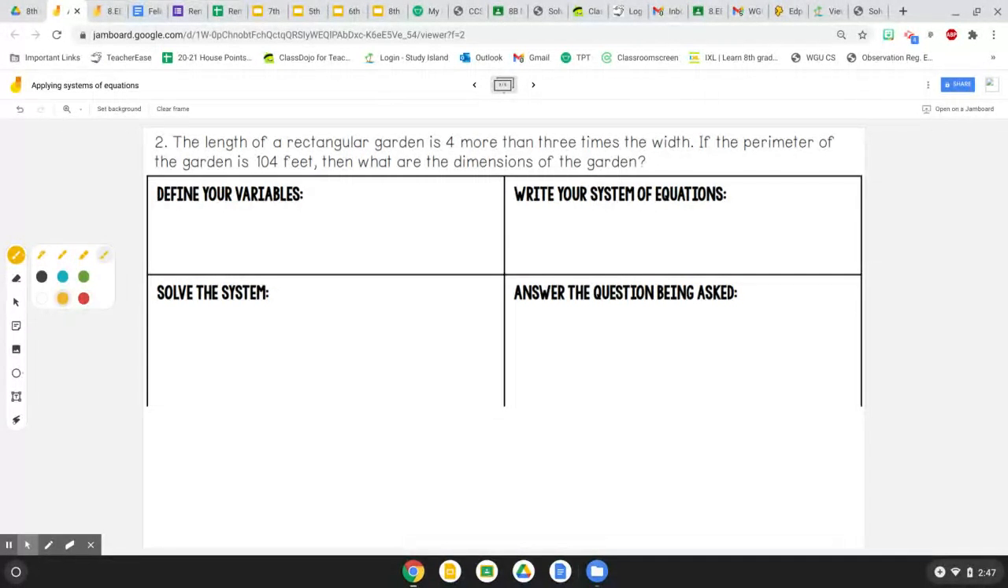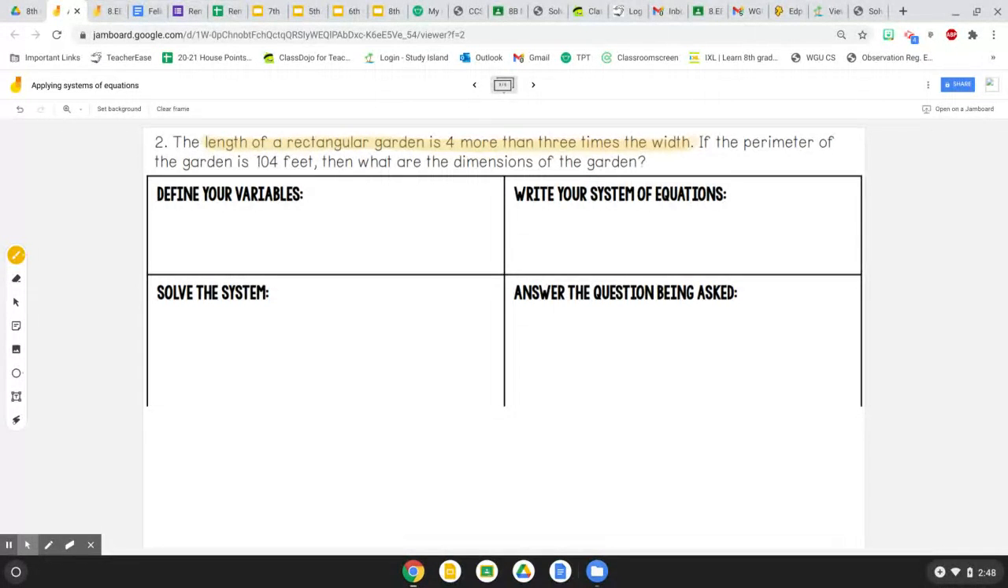Okay, so it says the length. So whenever it's telling me, okay, dimensions of the garden, dimensions means length and width, sometimes height to me, but since we're dealing with area, I don't have a height. So the length of a rectangular garden is 4 more than 3 times the width. That entire section right there is pretty important.